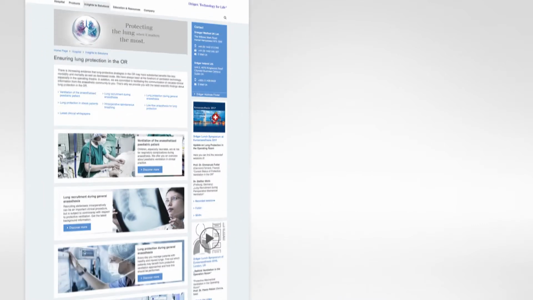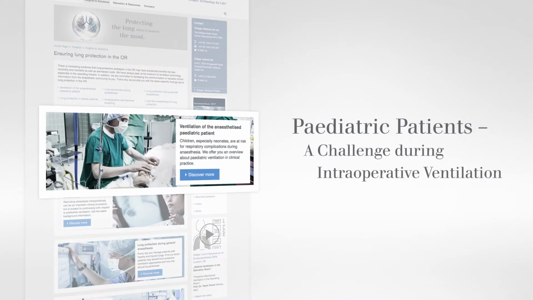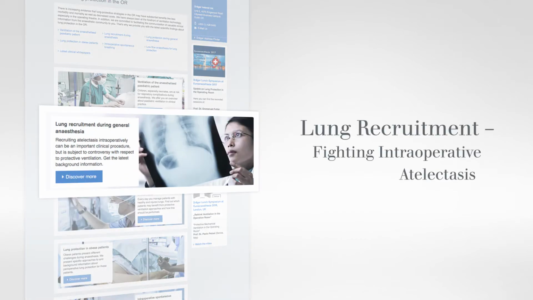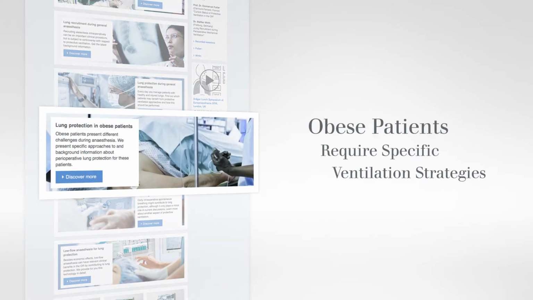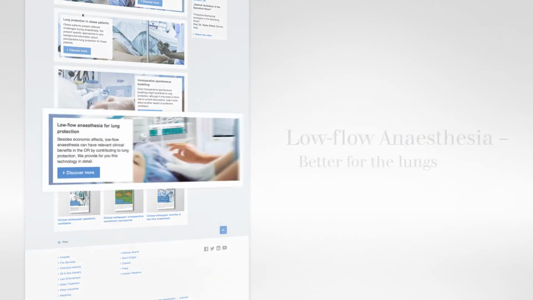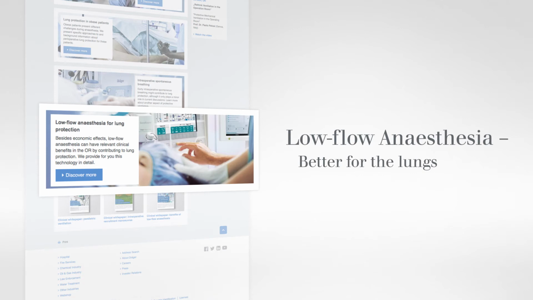For instance, are you aware what factors to consider when ventilating an anesthetized pediatric patient? No need, or yes indeed. What are the recommendations from literature for lung recruitment during general anesthesia? What are the main challenges in ventilating the anesthetized obese patient? Why are low flows better for pulmonary function than high flows?